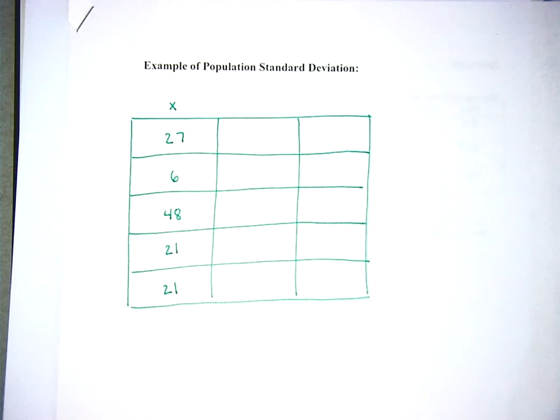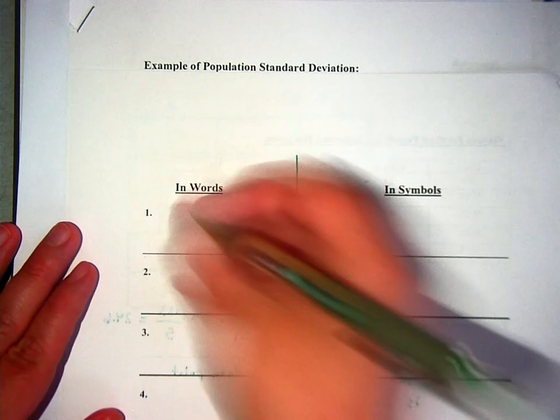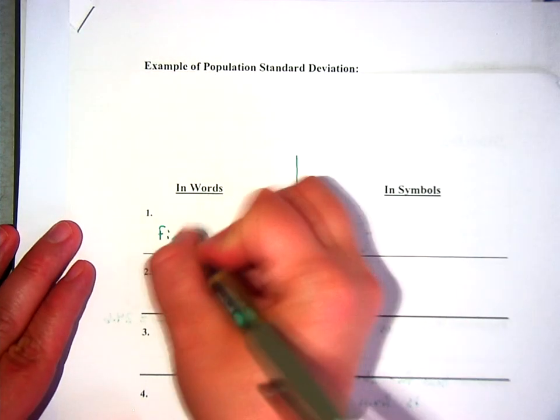Now, if I'm trying to find the average deviation, what do you think is the first thing I have to do? Find the mean. That's exactly right. All right, so in words, my first step is going to be find the mean.